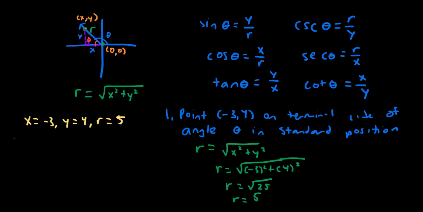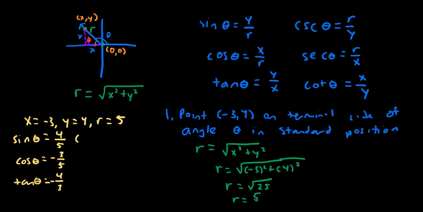So sine is y, which is 4, over r, which is 5. Cosine is x, which is -3, over the radius, which is 5. Tangent is y, which is 4, over x, which is 3, and it's going to be negative because x is negative.